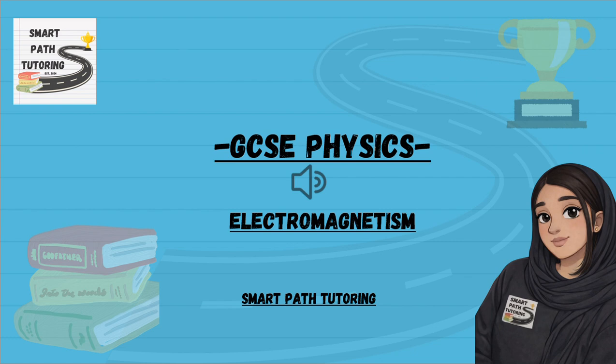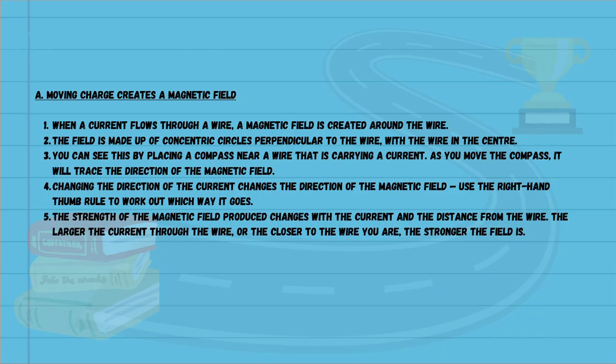Today's video is about electromagnetism. A moving charge creates a magnetic field. When a current flows through a wire, a magnetic field is created around the wire. The field is made up of concentric circles perpendicular to the wire, with the wire in the center. You can see this by placing a compass near a wire that is carrying a current. As you move the compass, it will trace the direction of the magnetic field.